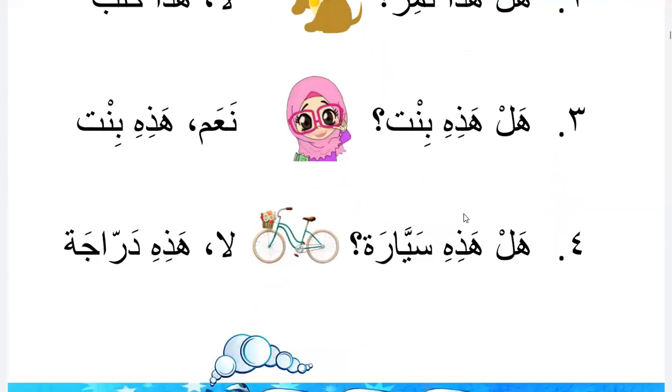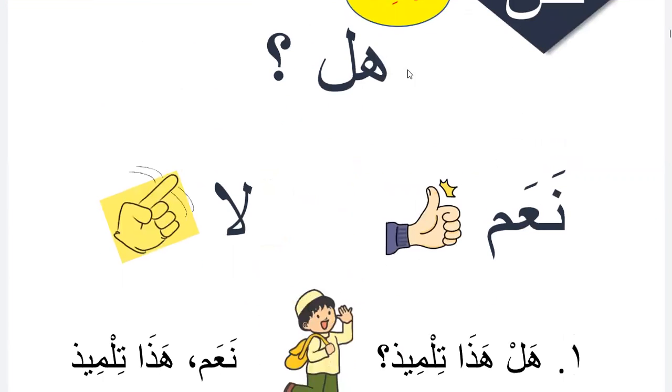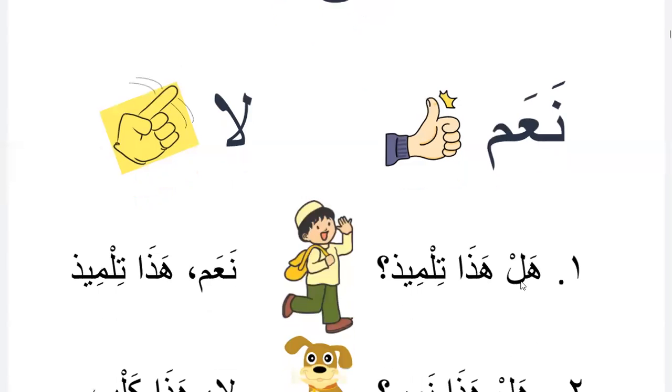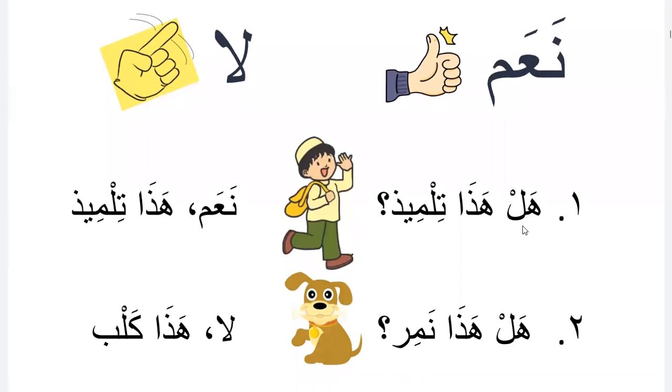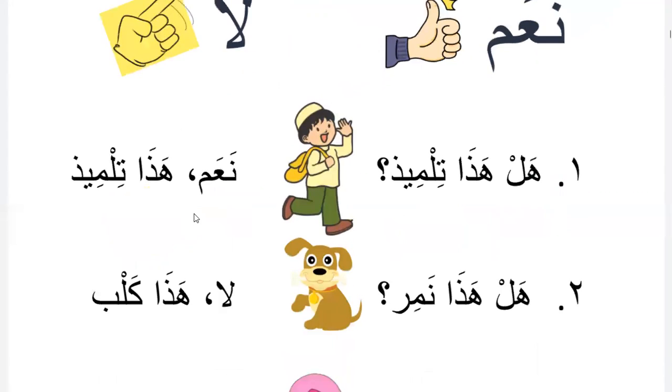So all this vocabulary, you already know it. So Latifa, yes. Read this. Hal. Is, are, am for questions. Yes, naam. No, la. Hal hazа tilmid? Is this a student? Correct. Naam, haza tilmid. Yes, he is a student. This is a student. Good.